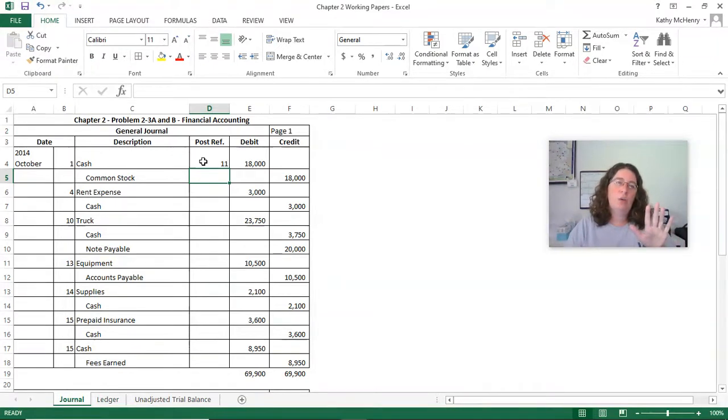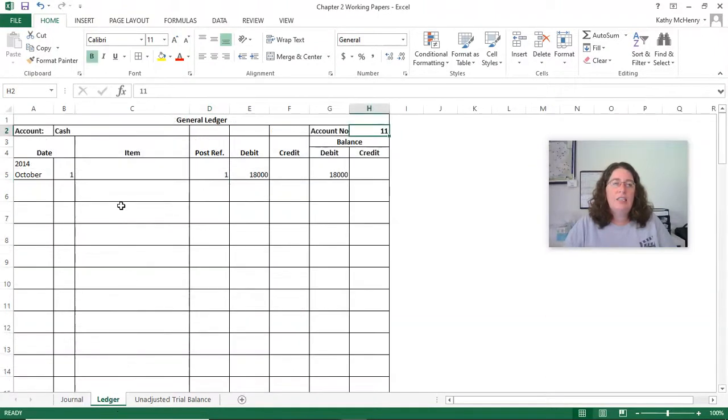It shows in the post reference column of my journal, number 11 to show that I did post it to account number 11. And in the ledger account, in the post reference column, it shows number 1 to tell me what page number that transaction came from. So if I had to look it up again, I could. Why are we doing this? The why behind this is because your general ledger keeps track of the balances of your accounts.